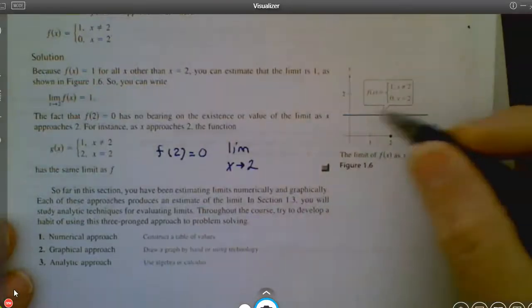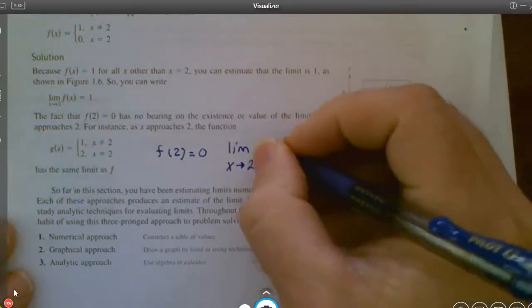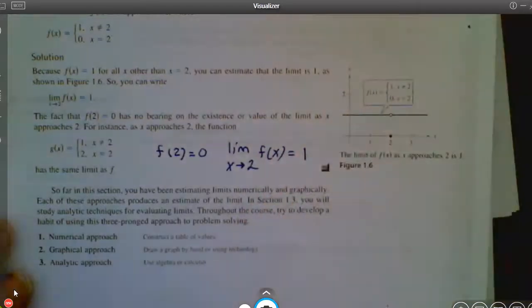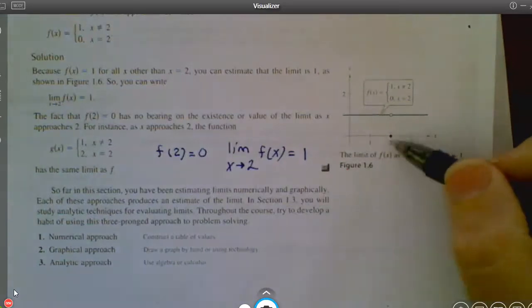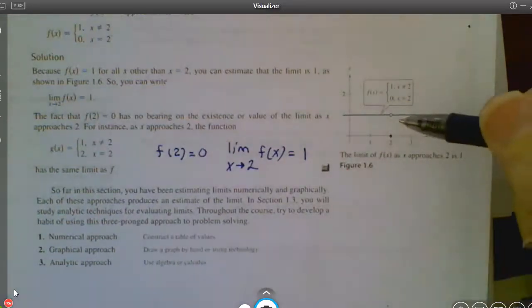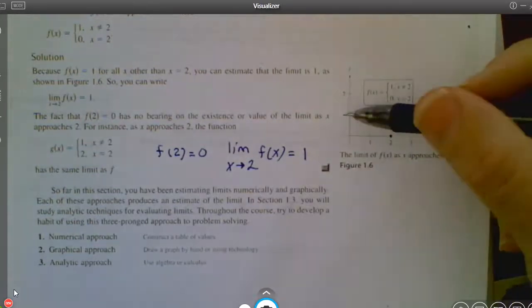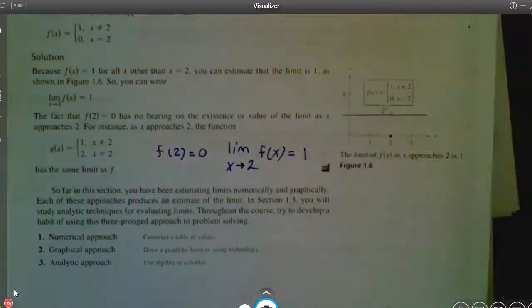Well, you can see from the graph, the limit as x approaches 2 of the function is 1. All right, so that's kind of the difference between those two. So at 2, the y value is 0, but the limit as x approaches 2, based on the graph, we are getting closer and closer to a y value of 1. So that's the two different ideas within that graph right there.